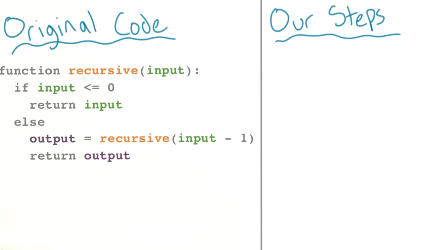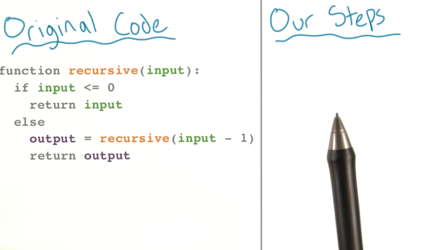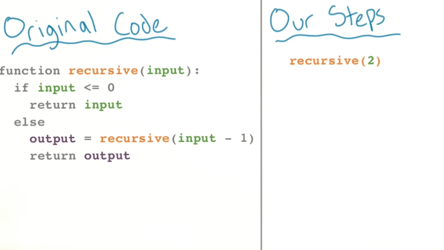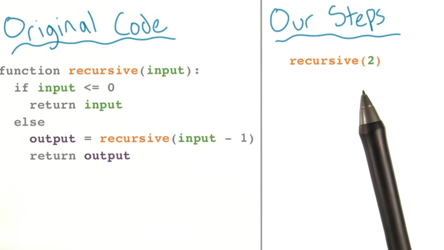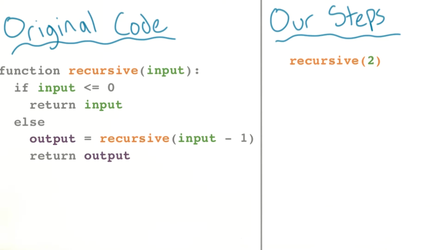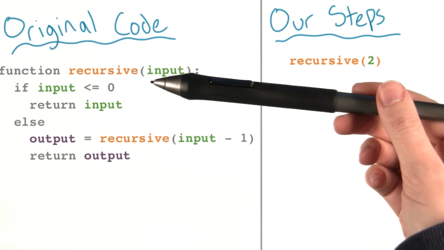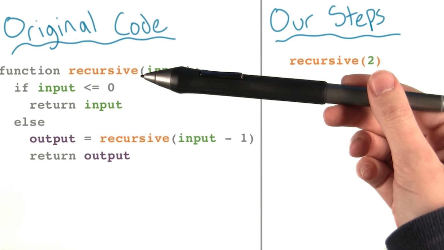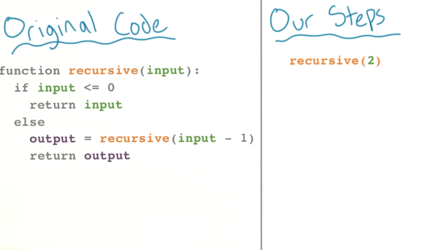Okay, now we're going to go through an example. This is the code that we're starting with, and on this side I'll write out each major line that we execute. So we're going to start by calling the function with an input value of 2. We'll start with this if clause. Since our input value is 2 and that's greater than 0, we move on to the else part. We start by evaluating this before we assign anything to the variable output. Okay, so input minus 1, that's just 2 minus 1. So we're going to call this function again, but instead with an input value of 1 and not 2.